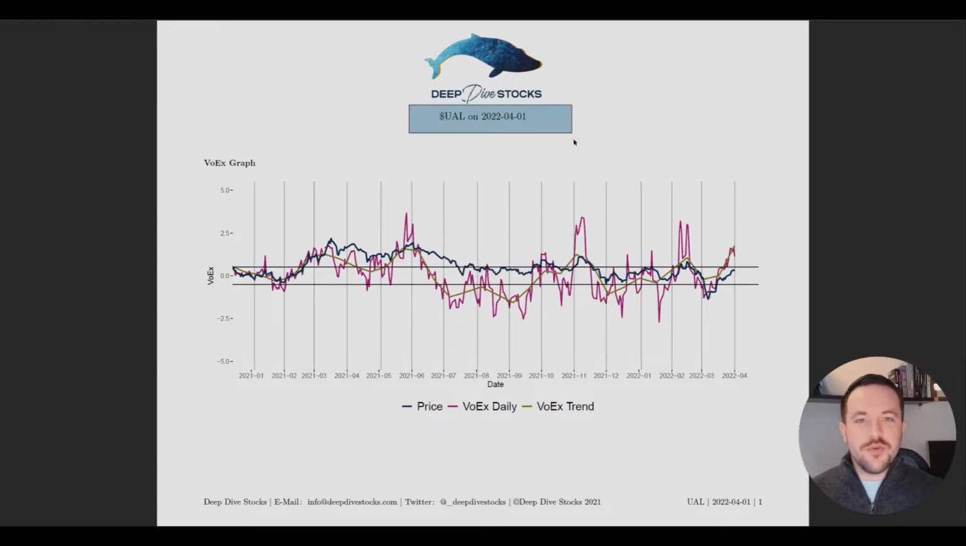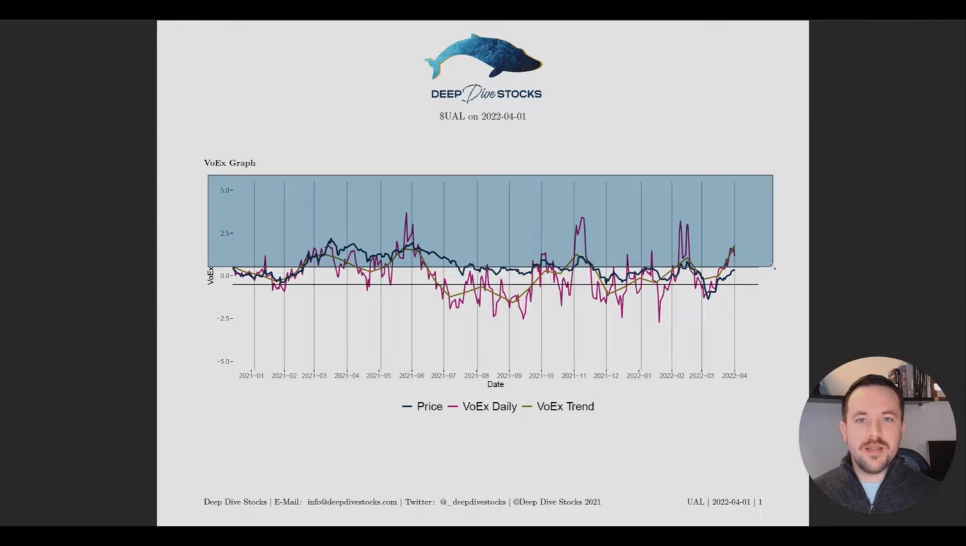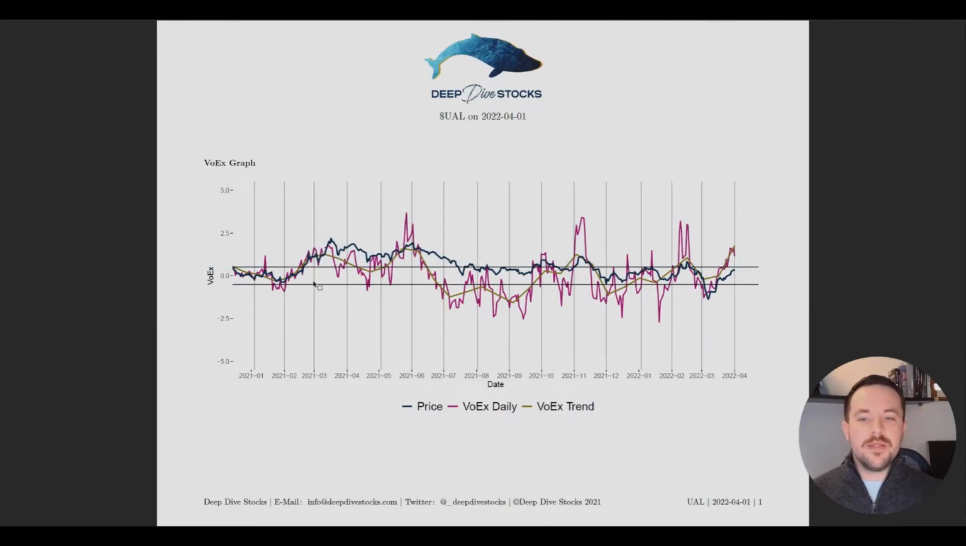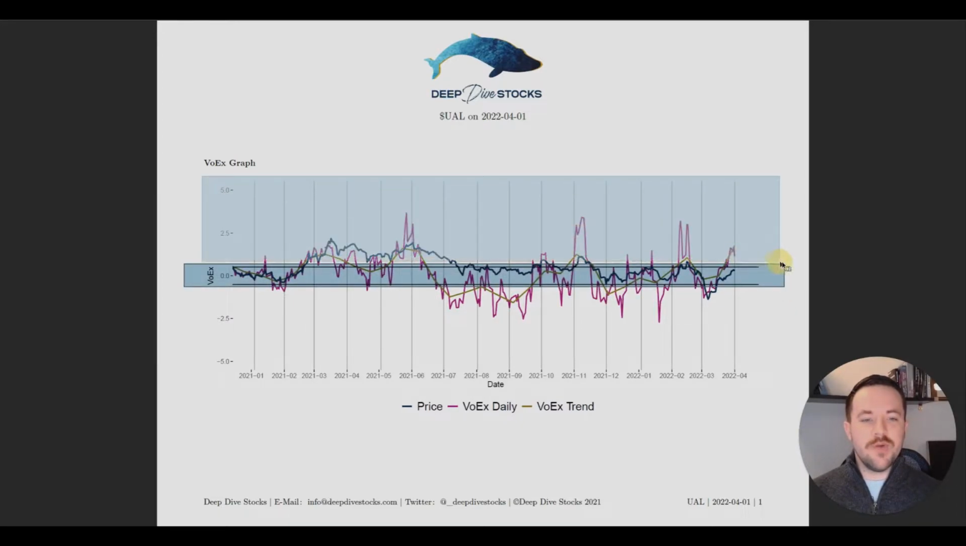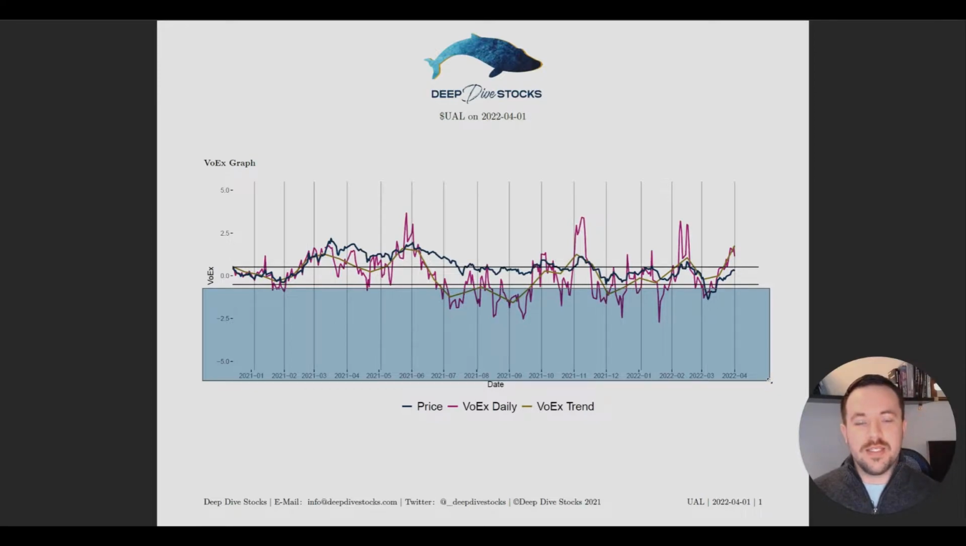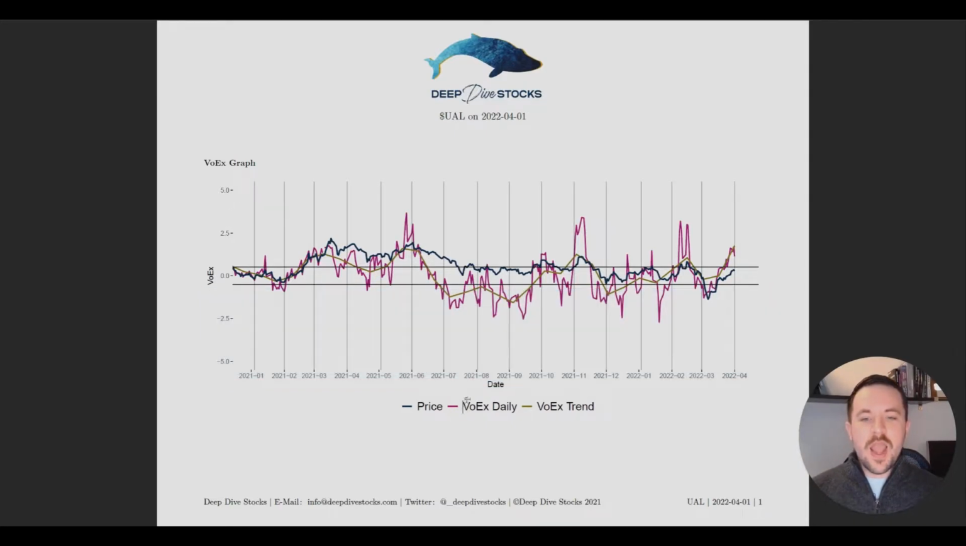This is United Airlines from Friday, and this is the VoEx graph. If you haven't, I definitely recommend checking out the video on my channel on VoEx graphs, and also what VoEx is and what it measures. The take-home point, though, is VoEx should be within these two horizontal lines. However, when VoEx goes above the top horizontal line into the inhibition zone, or below the bottom horizontal line into the propagation zone, this indicates that a stock is experiencing some pretty unstable price directing forces. And what's interesting about United Airlines is we see this in action.